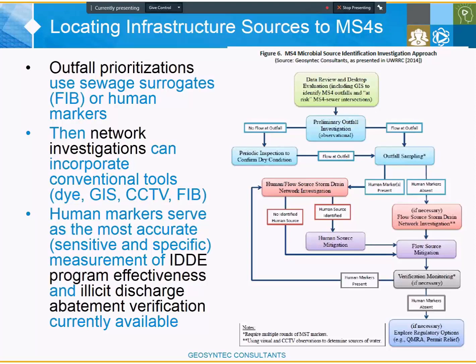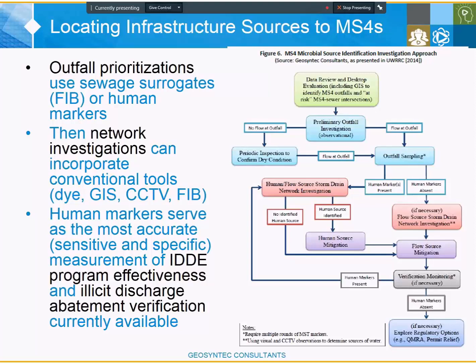Human markers are going to be the most accurate measurement of whether your IDDE program is effective. That is, is it effectively identifying and preventing waste inputs? Is it reducing it over time to a point where there's a de minimis amount of sewage conveyed through your municipal separate storm sewer system? And therefore it's going to be your most reliable means of verifying whether illicit discharges have been abated.